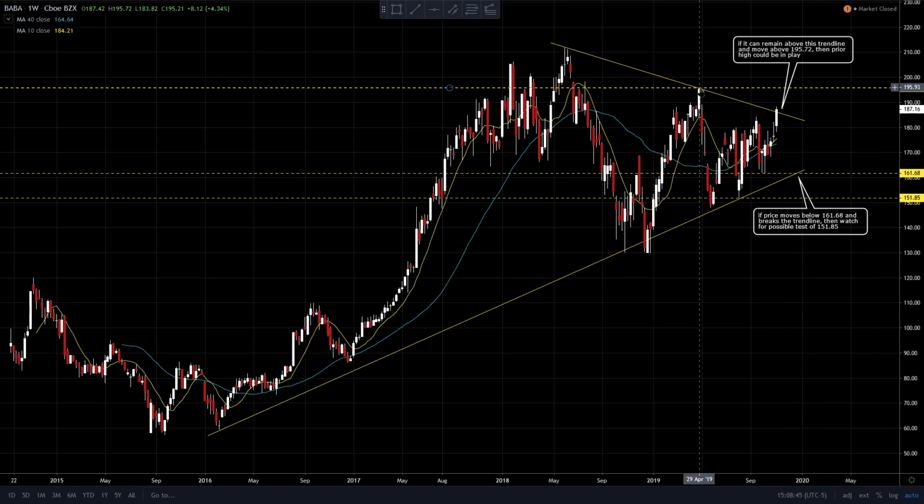Okay, and then if it could get above that pivot high, then this prior high could be in play. But if it comes back down and breaks below this 168, and essentially breaks below this trend line, then I'd be watching for a possible retest of the 151.85 here, this pivot low here.